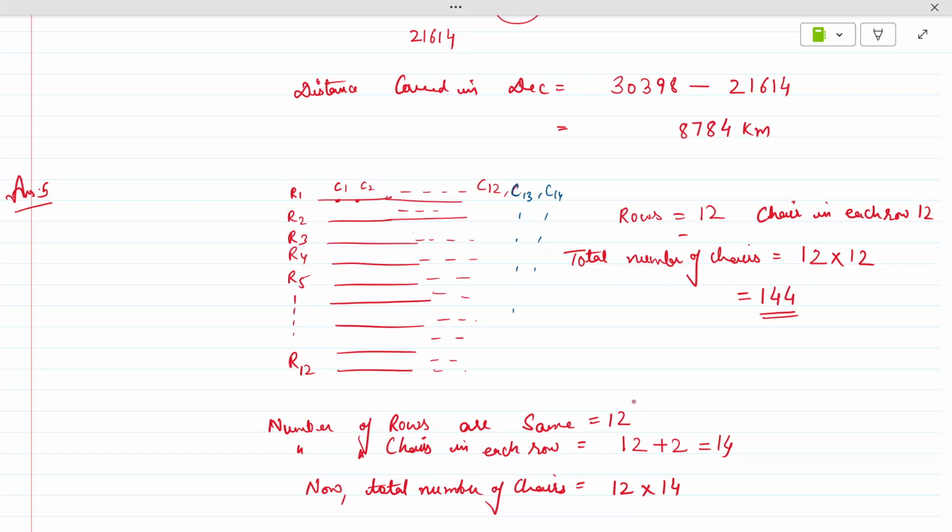Okay, 12 is the number of rows and 14 is the number of chairs in each row. So this is 12 into 14 and when we multiply it, 14 multiplied by 2 is 28. 14 multiplied by 1 is 14. This is 168 chairs. So this is 168 chairs in all.